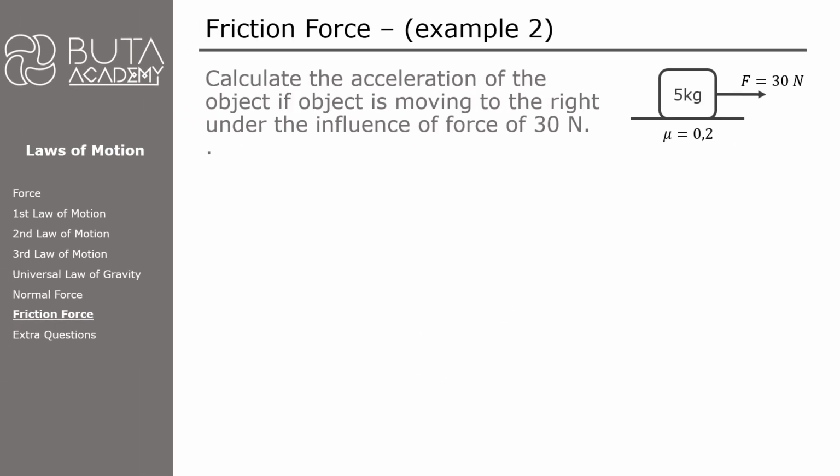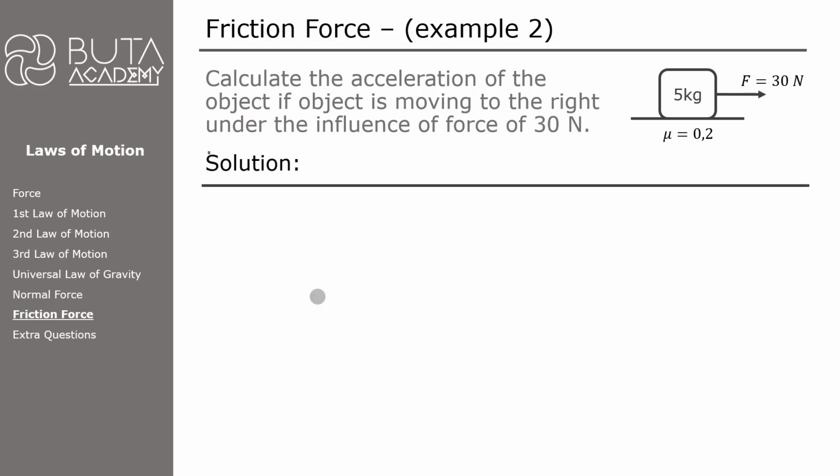In the second example, we are asked to calculate the acceleration of a 5 kg object while a force of 30 newtons pulls it to the right. The coefficient of friction is 0.2. We start the solution with drawing a free body diagram. Force of gravity is applied downwards, the normal force acting upwards. There is a force of 30 newtons, an applied force acting to the right. And then there is friction force opposing the direction of motion.